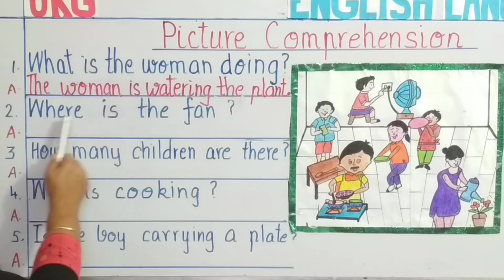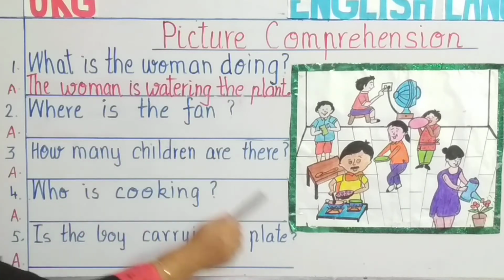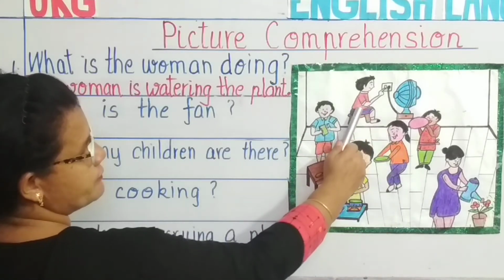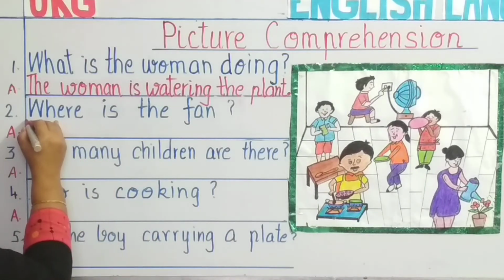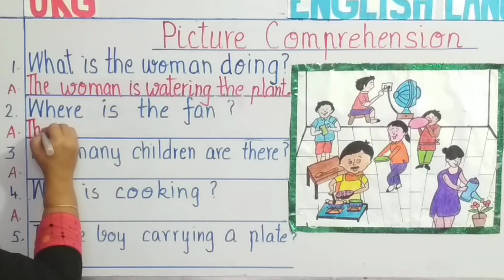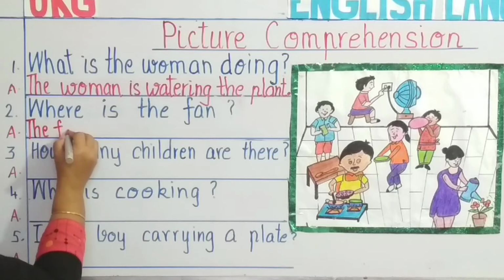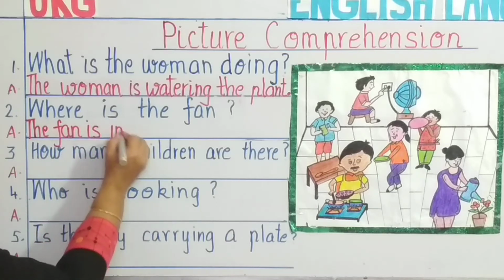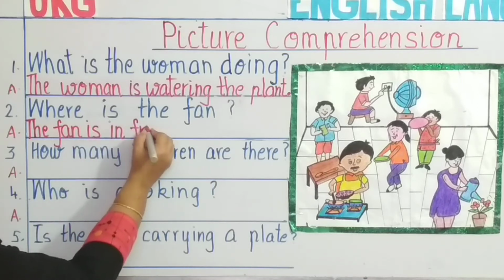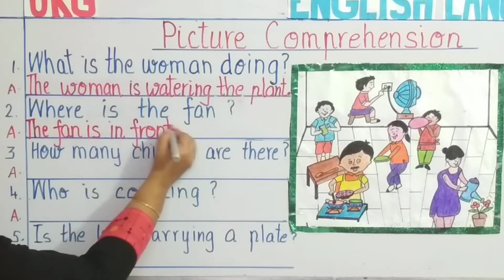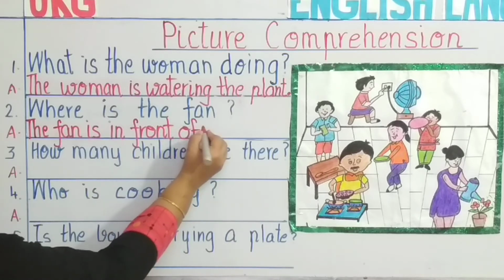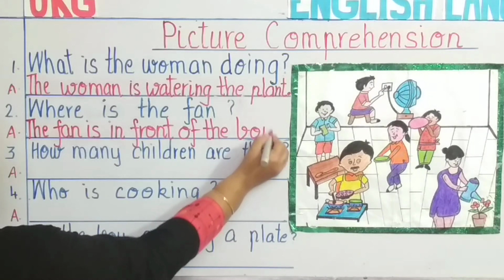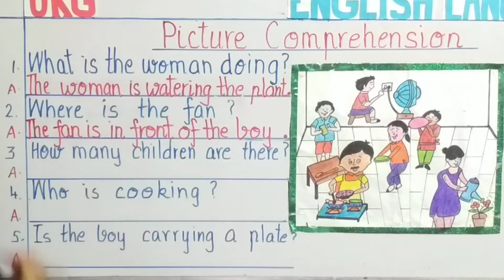Number two, where is the fan? Look at the picture, children. Where can you see the fan? The fan is in front of the boy. So you will write, the fan is in front of the boy, and then a full stop.